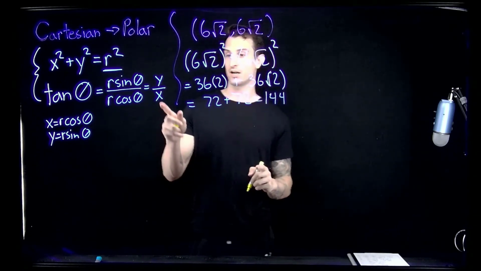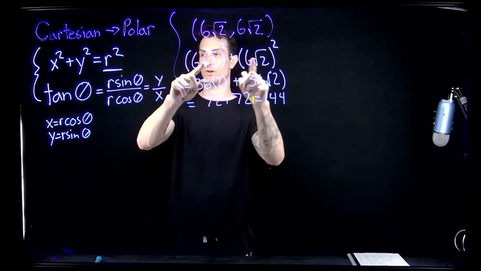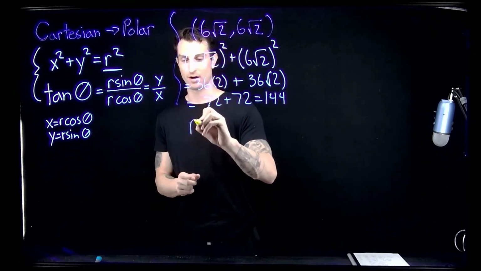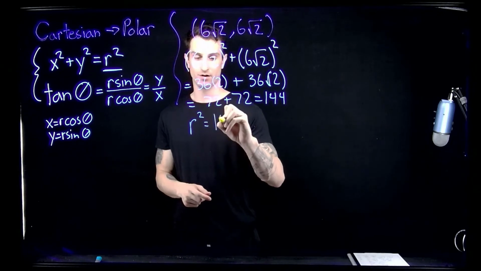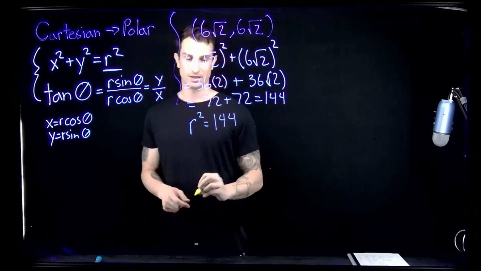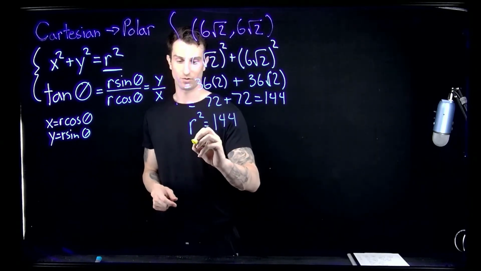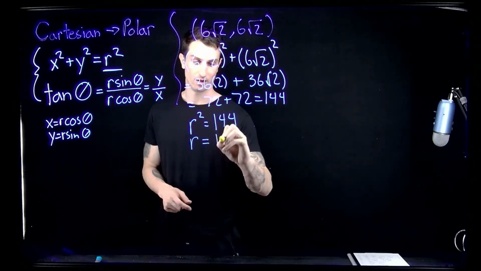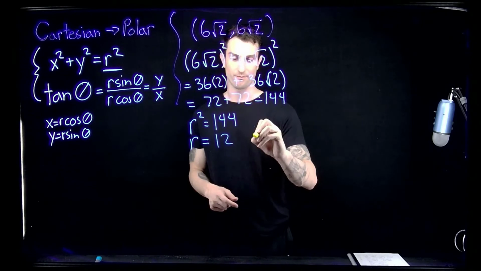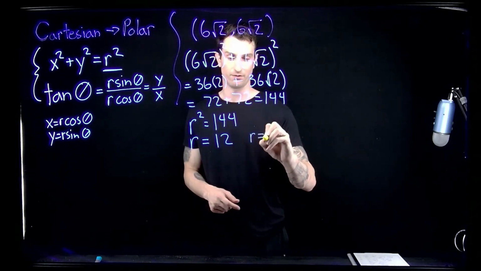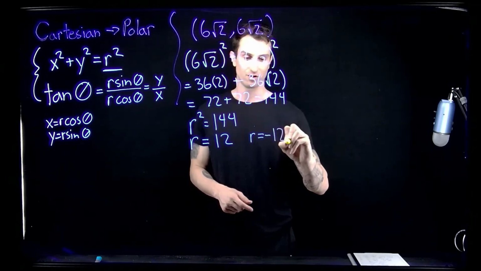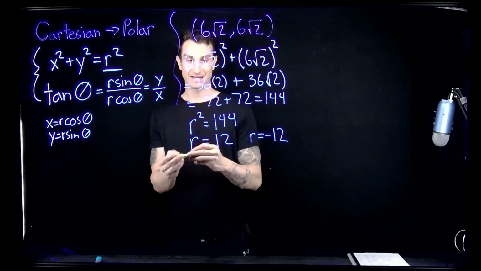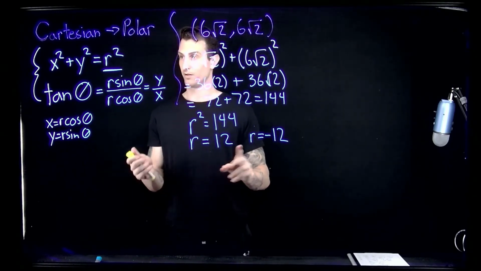Right? Well, now that's not our radius, because what did we say? We said x squared plus y squared is equal to what? R squared. So r squared is equal to 144, which means r is just equal to, we have two answers. We have 12 and minus 12, or negative 12. We'll discuss each one. Okay, so that takes care of the r.